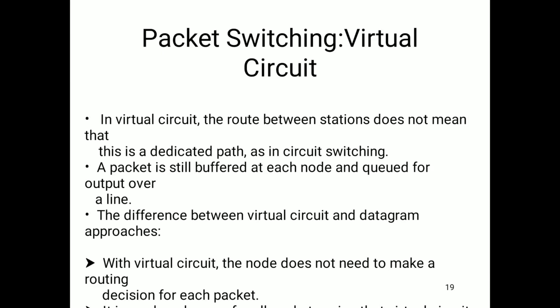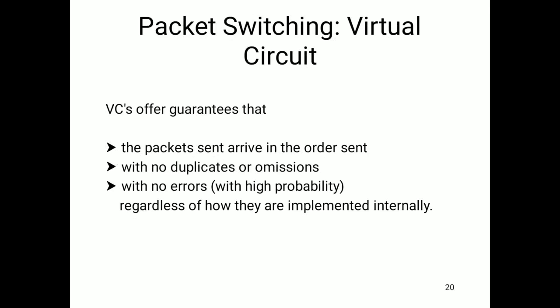As I said, virtual circuit switching is also known as connection oriented switching. In virtual circuit switching, a pre-planned route is established before the message is sent. Call request and call accept packets are used to establish the connection between sender and receiver. In this approach, the path is fixed for the duration of the logical connection. Virtual circuits guarantee that the packets arrive in the order that they were sent from the sender, with no duplication or omission, and no error.